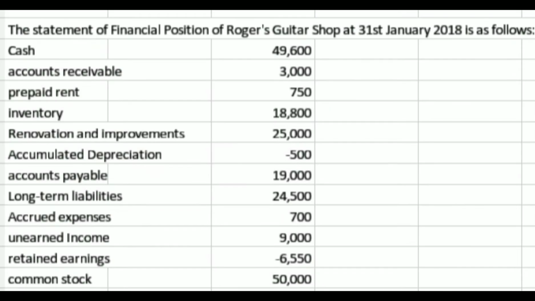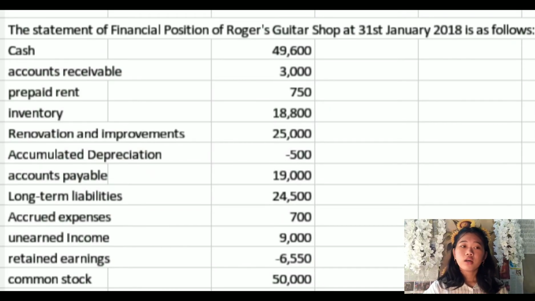So, this is the example on how to prepare a statement of financial position. First, all we need to do is to classify them according to where they belong, if it is assets, liabilities, or equity. So this is the statement of financial position of Roger Guitar Shop at 31st January 2018, as follows.